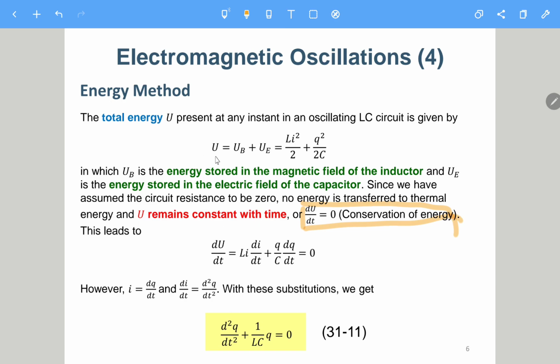So we try to take the derivative of this thing. L is a constant, so we just take the derivative of I squared. I squared will be 2I, and the 2 and 1/2 cancel each other. So we have L times I. And don't forget the chain rule: we still need to take the derivative of I itself, so we have di/dt. This is due to the chain rule.